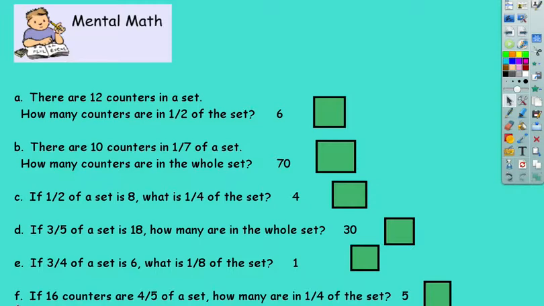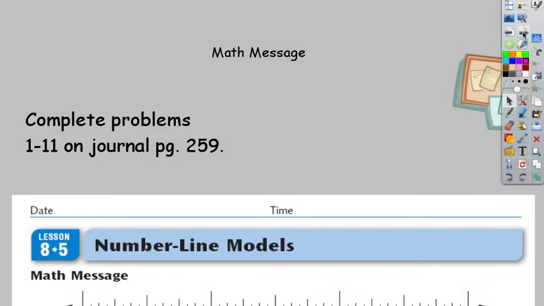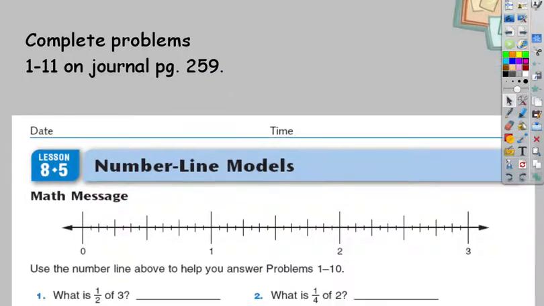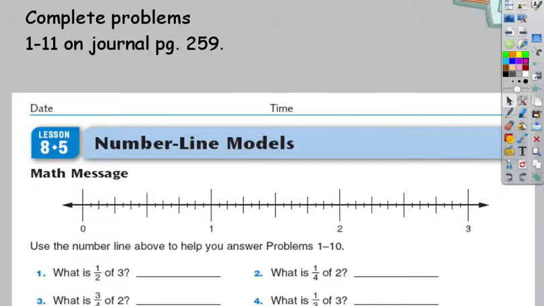As we got further down, they got a little bit more complex. And some of you may need to draw pictures still. Some of you probably can do it on your own. Definitely draw out pictures to help you. You're going to be doing some problems in your math journal, and to help you get started.